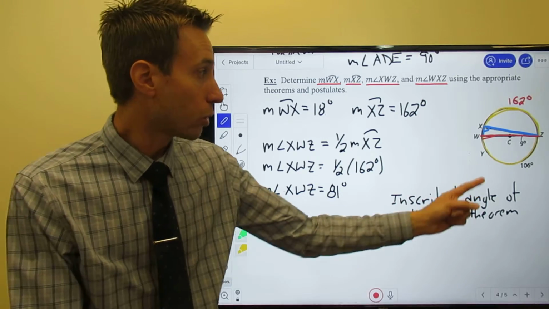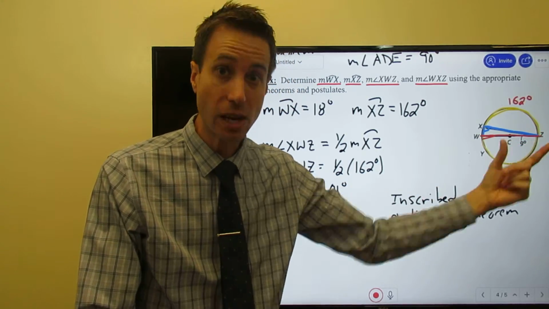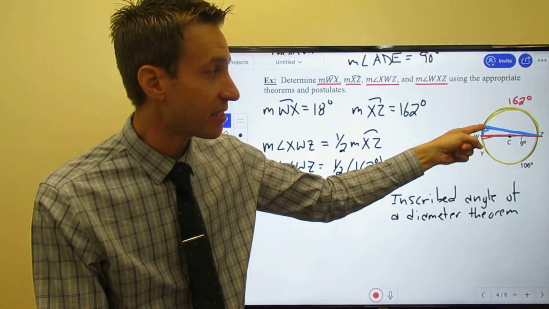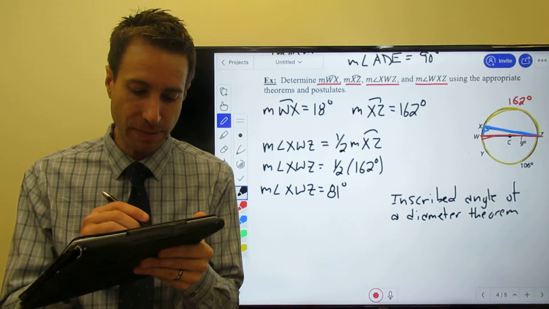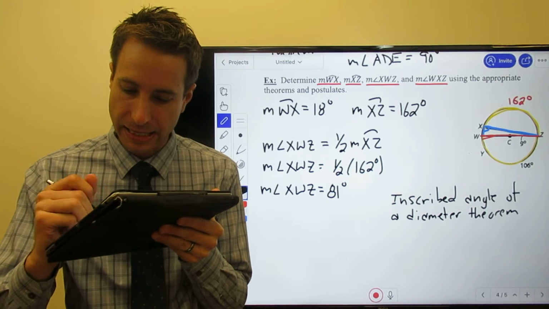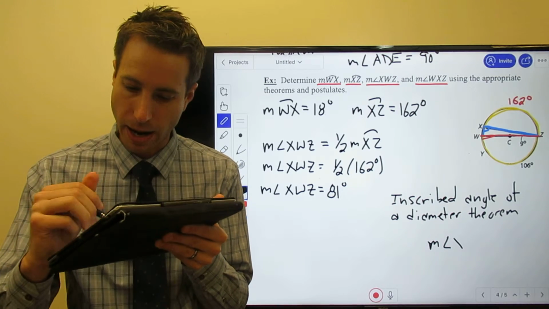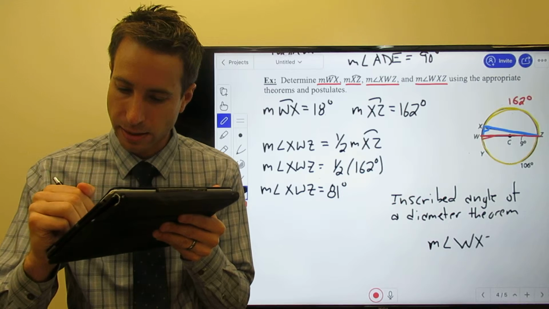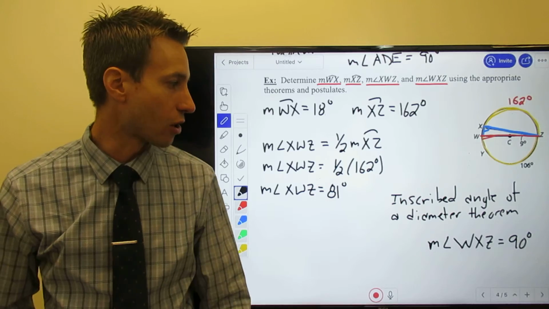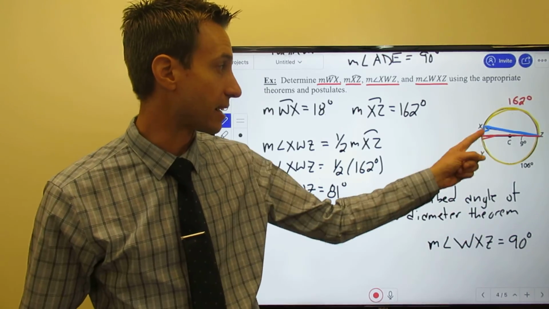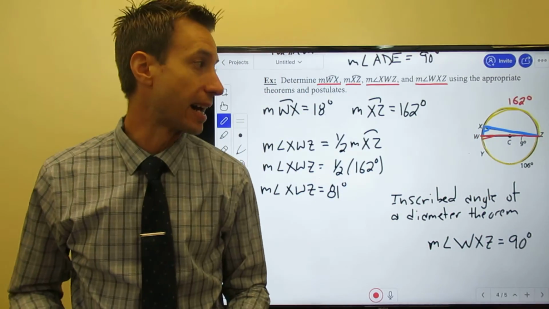Why? Well, look, WZ is a diameter, and W and Z are the endpoints of the chords created by this inscribed angle X. Since that's 180 degrees, what does the measure of the angle have to be? It has to be 90 degrees. So the measure of angle WXZ must be 90 degrees thanks to the inscribed angle of a diameter theorem, because that inscribed angle X, the endpoints of the chords are on the diameter.